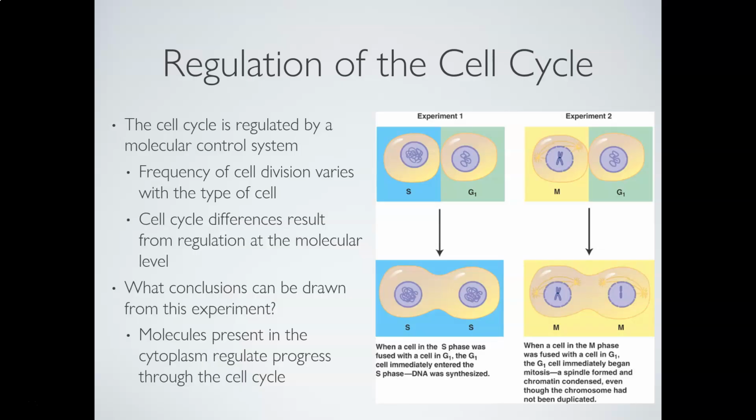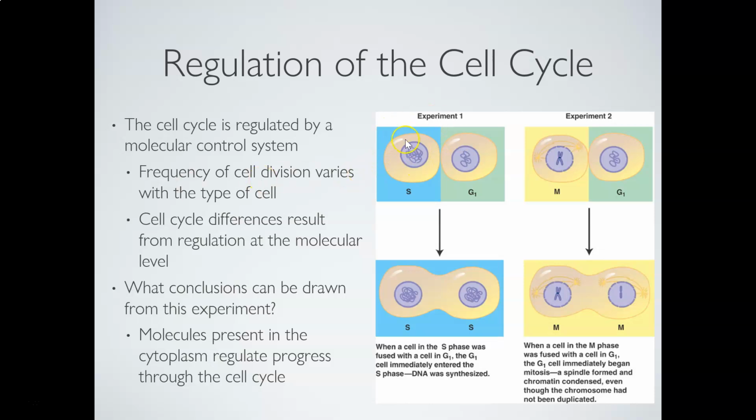How do we know this? Well, take a look at this experiment. So we know that molecules present in that cytoplasm regulate the process through the entire stage of the cell division cell cycle. When we take these cells and are able to manipulate them, fuse them in different states, and see what ends up happening to those nuclei.